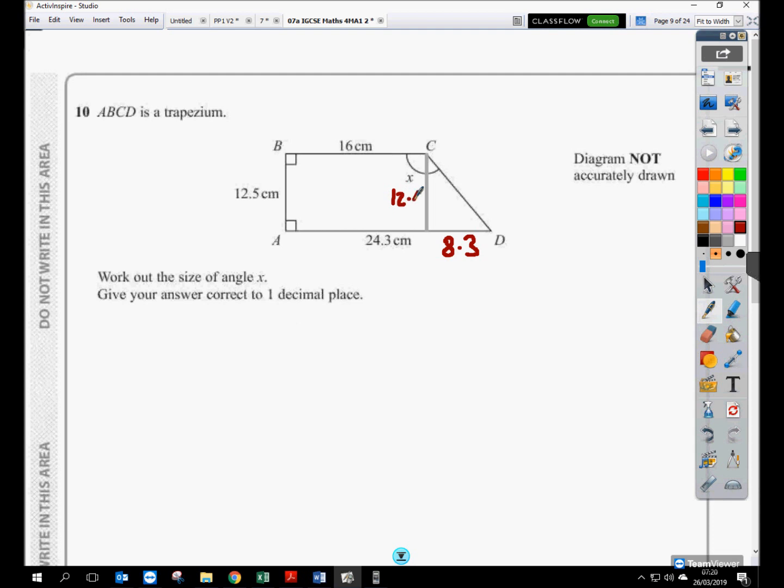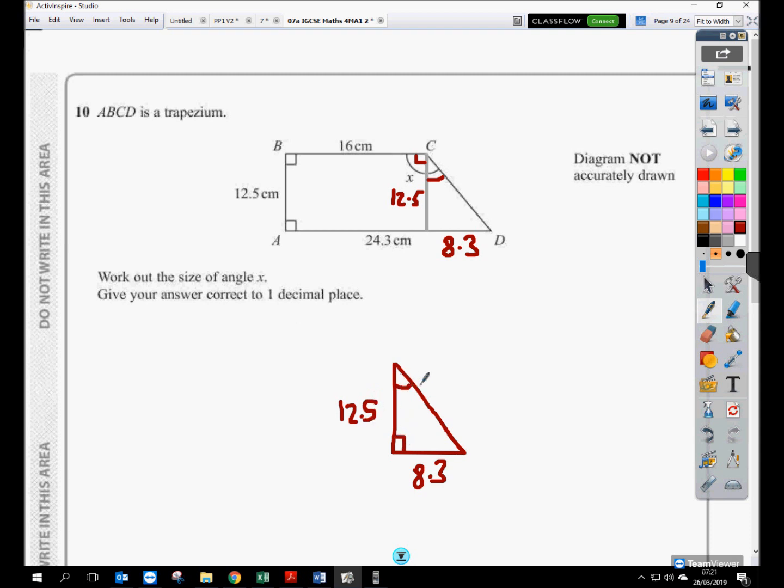Now, just because I've split this shape does not mean I've divided angle x into 2. Because this is a rectangle, on the left-hand side of the grey line is a right angle. So all I need to do is work out the angle inside the triangle at the top here, add it to 90, and that will give me angle x. So now, if I draw the triangle out separately, this is 8.3, and this is 12.5.